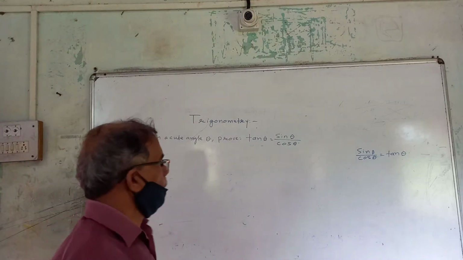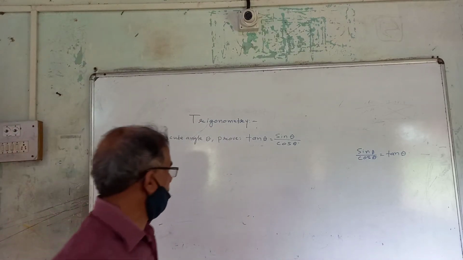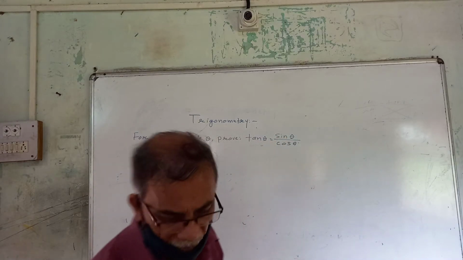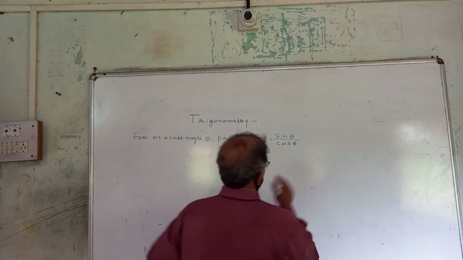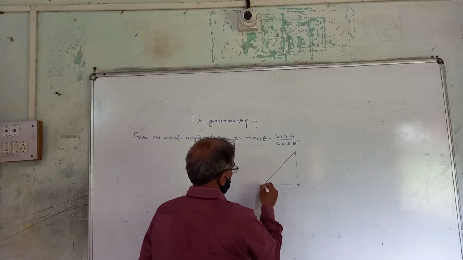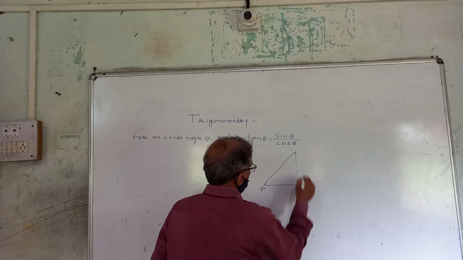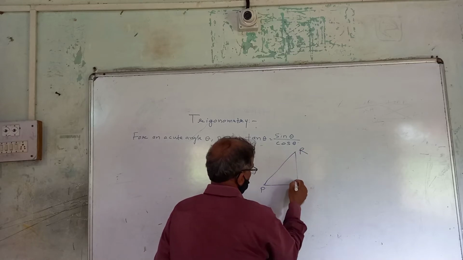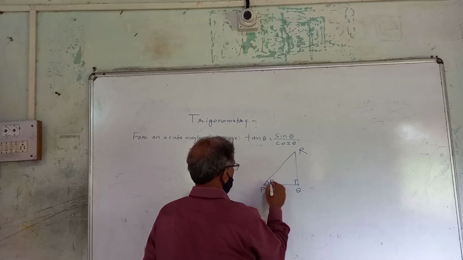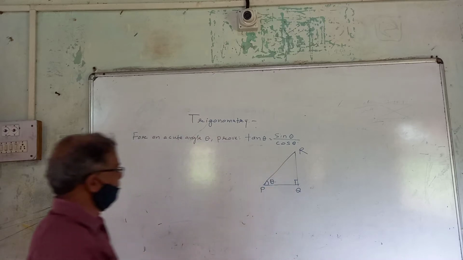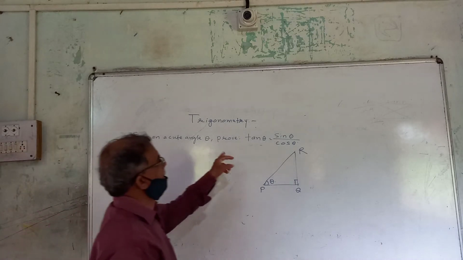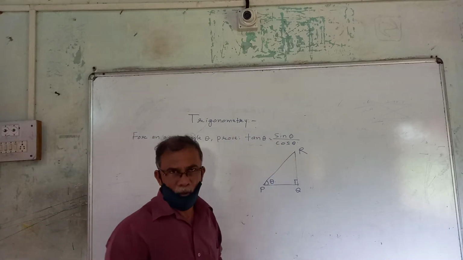To prove this, we should have a right angle triangle with an acute angle, say theta. For example, I shall draw the figure. So this is triangle PQR, right angle at Q, and suppose this angle is theta, an acute angle. What we have to prove? Tan theta is equal to sin theta upon cos theta.